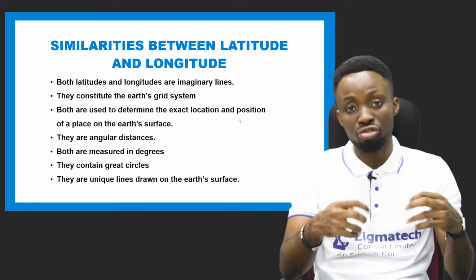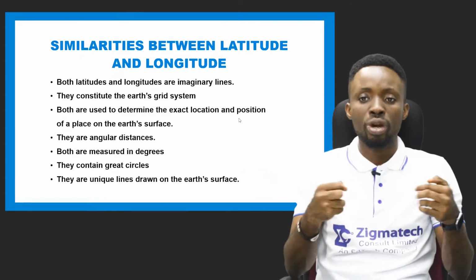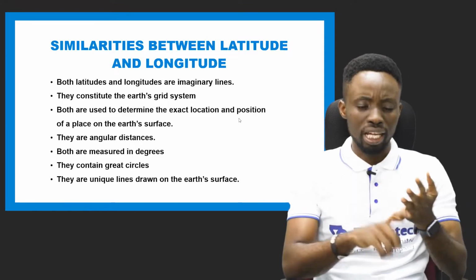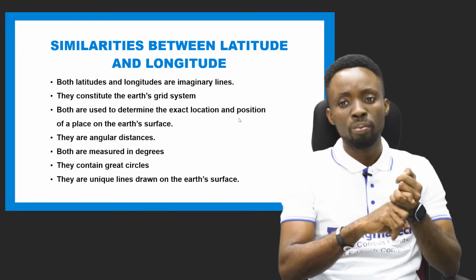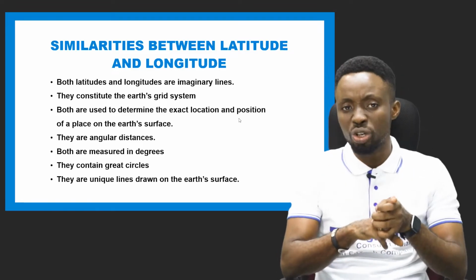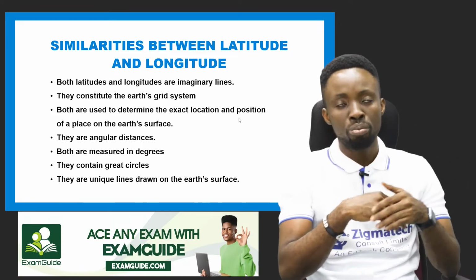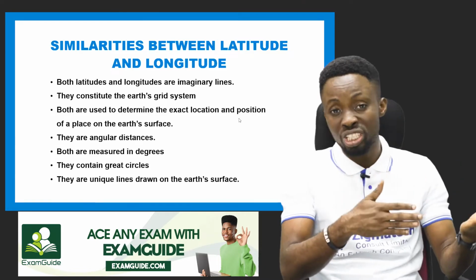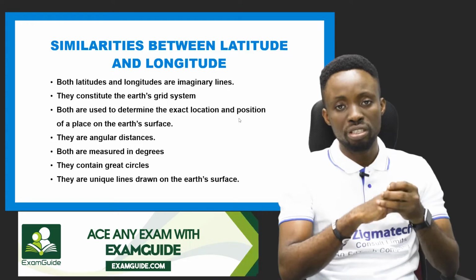It's possibly what? A straight line, or any type of line we have. So that's what we use them for. And also, latitude is an angular distance, longitude is also an angular distance, and they are both measured in degrees. We measure the lines of latitude based on degree north and degree south, while the lines of longitude are measured based on degree east and degree west.